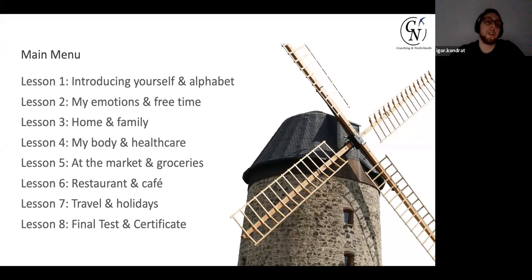First lesson. So we have today the first lesson, and we do a bit about introducing yourself and the alphabet. The second lesson, so next week, Thursday at 7 p.m., we do about the emotions and free time, because everyone is probably sitting at home, so you can be bored, and it's good to learn how to tell about your emotions in Dutch. The third lesson, we have home and family. Fourth, my body and healthcare, especially now with the whole coronavirus thing. It's nice to know how to call a doctor or just talk with a nurse.